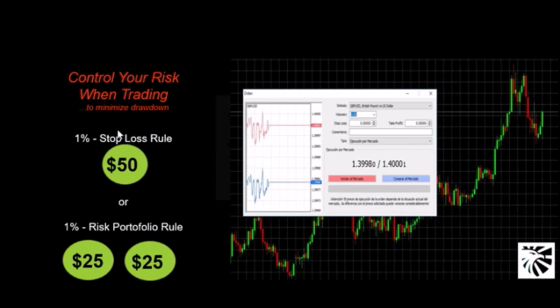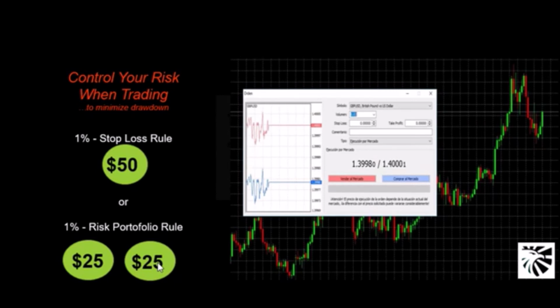Now, if you risk this $50 in one trade, and that trade goes against you, and you lose this $50, you're out of the market, you've lost 1%. But if you split your risk into two places, you have $25 in one trade and $25 in another trade. Now, this is going to give you an opportunity to either win both trades, win one, or lose one.